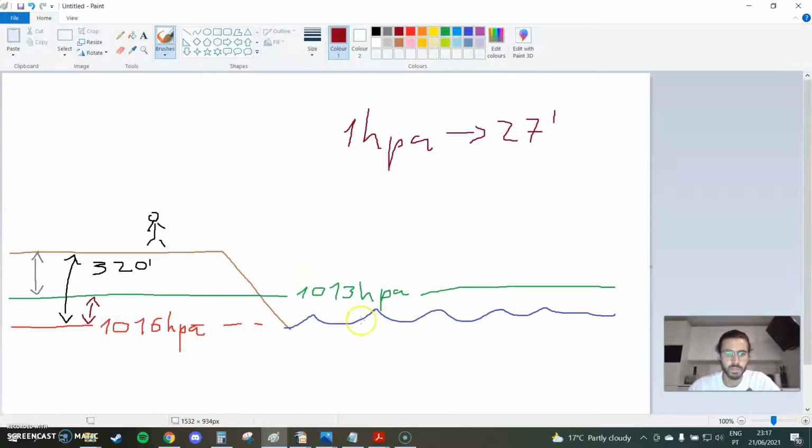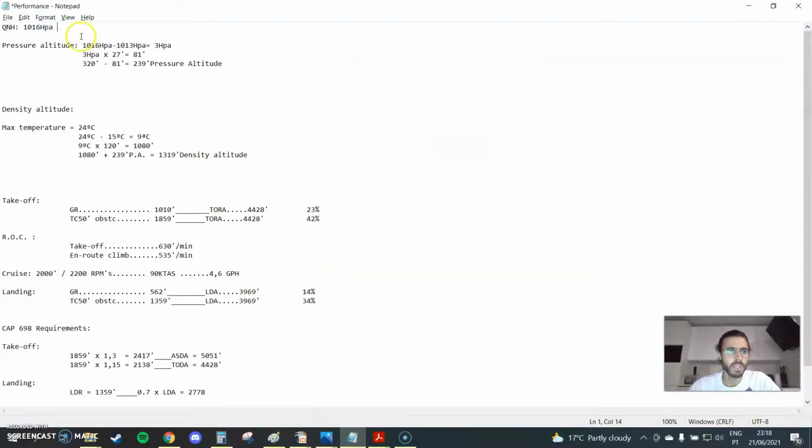So I know that this is a 3 hectopascal difference, right? So now it's a basic rule. You multiply 3 by 27 and basically that's your result, and you'll have this altitude here. You subtract it from 320 and you have your pressure altitude, which is what I did here.